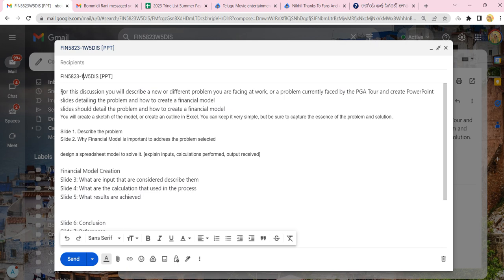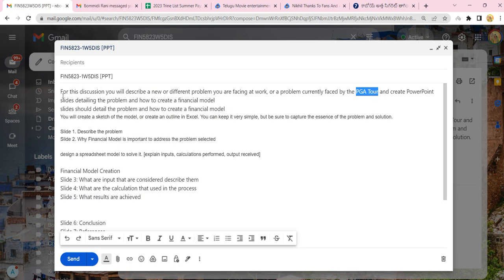So, as usual, the common question is given: we need to identify some kind of problem that is faced at work. The problem should be mostly related to finance. Okay? So that is very important here. You are supposed to identify a financial problem. If you have some detail regarding financial problems related to PGA2, this is an organization, you can use that kind of case.